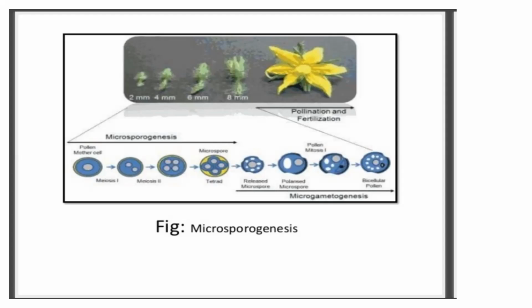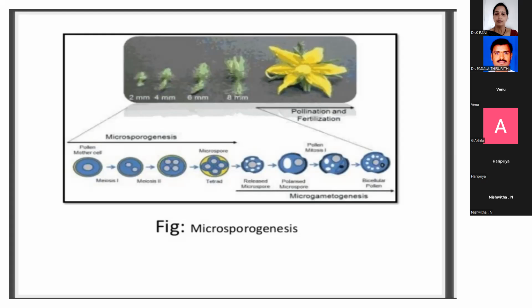Decussate means that in this type, the 4 microspores are arranged in 2 pairs, with one pair at a right angle to the other pair. This is called decussate. Almost all Magnoliaceae show the decussate type of microspore tetrads. In the T-shaped type, the microspores are arranged in pairs: 2 microspores are arranged side by side, while the other 2 are arranged one above the other. So it looks like a T-shape.